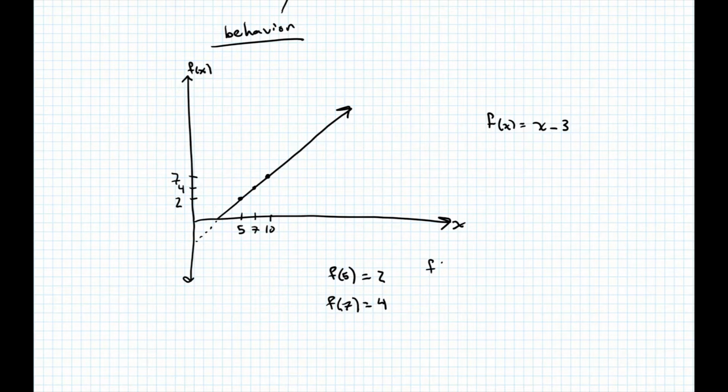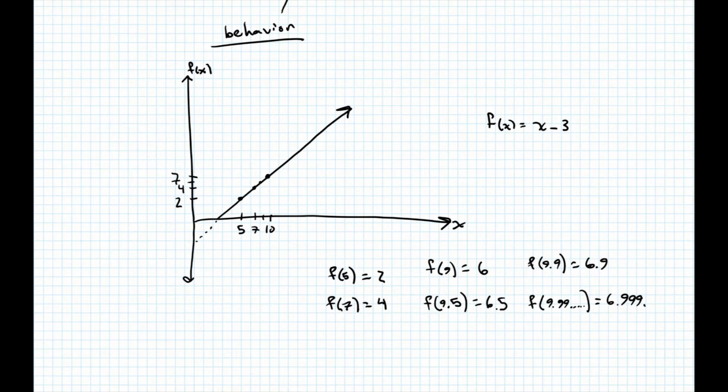Okay, function value at 9. I'll draw it in right here. Don't really have room to write it, but you can see it would go right there. Function value at 9 is equal to 6. What about function value at 9.5? Well, that's going to be equal to 9.5 minus 3. That's going to be 6.5. What about function at 9.9? That's going to be 6.9. And we could take this to be function at 9.99, so on and so forth. That's going to be 6.999, and so on and so forth.